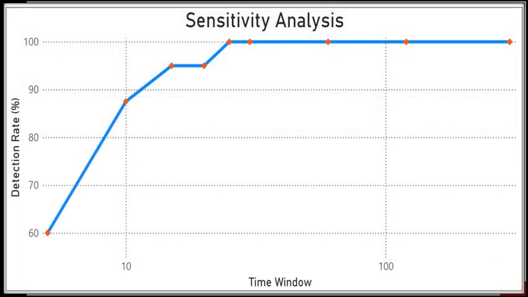Here is the sensitivity analysis of this experiment. We can see when the time window was 5 seconds, the performance was 60%. At 10 seconds it increased, and beyond 25-30 seconds we can see the performance of the algorithm is 100%.